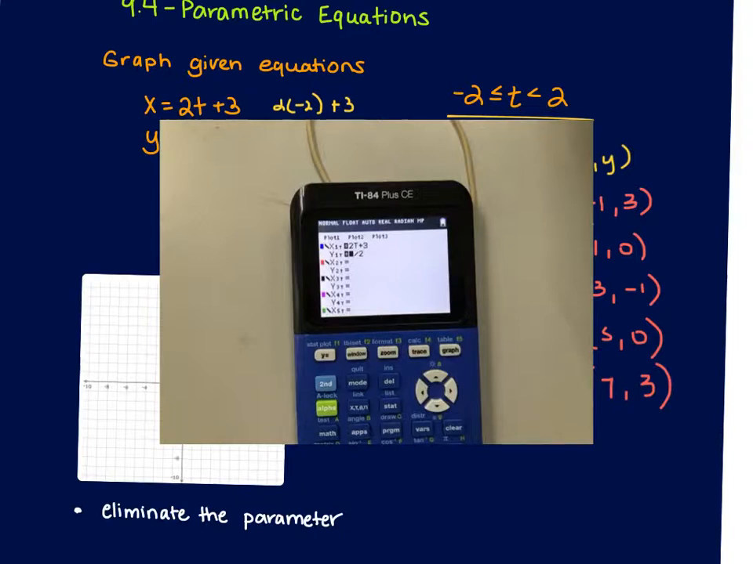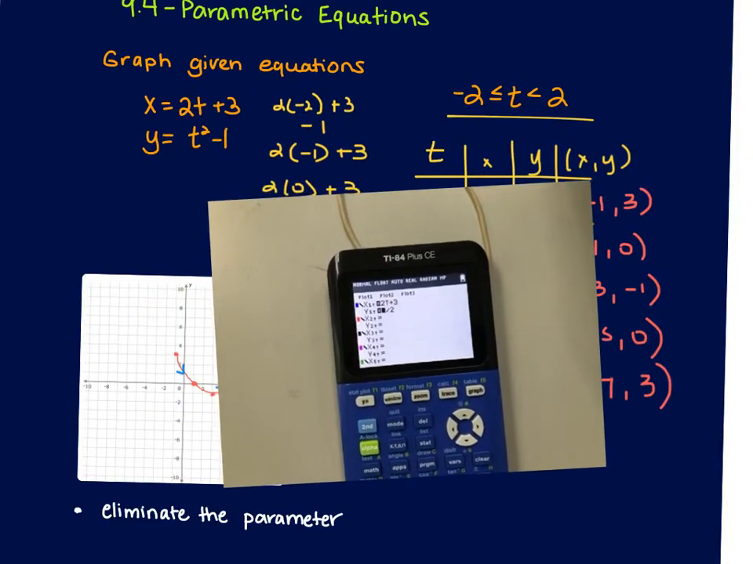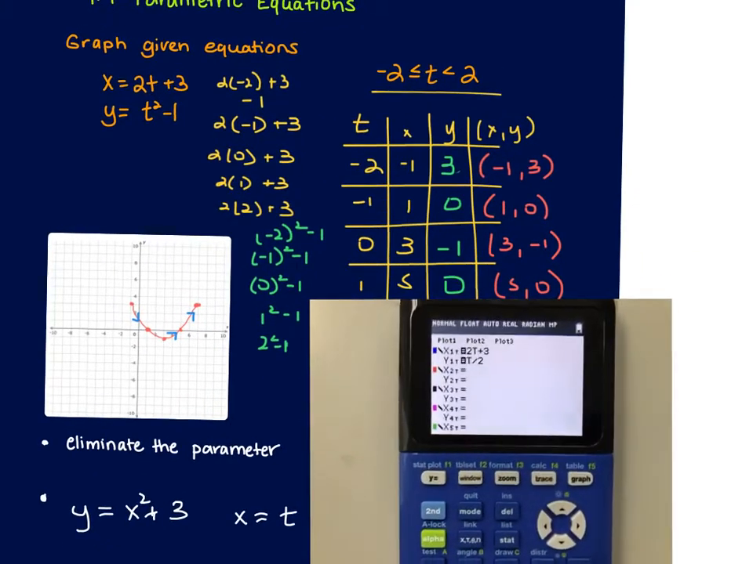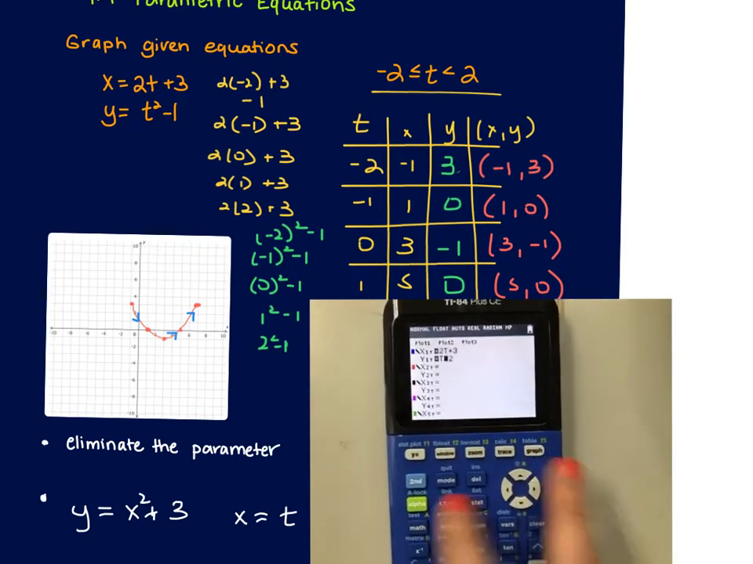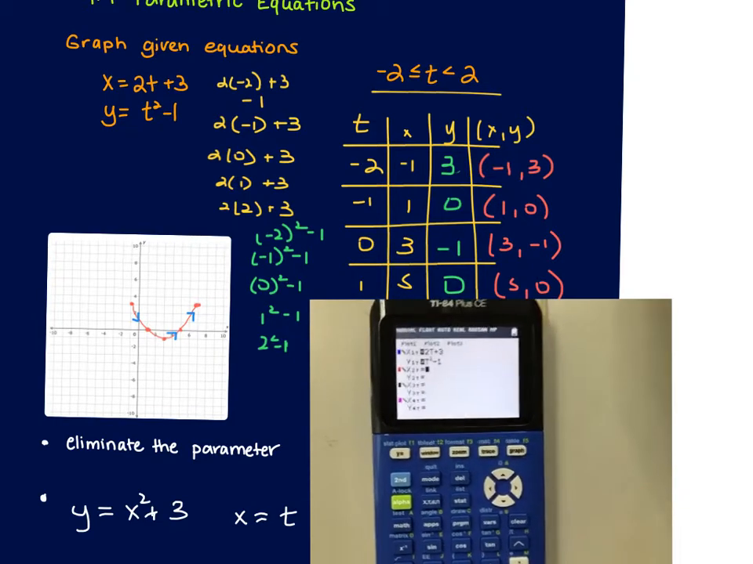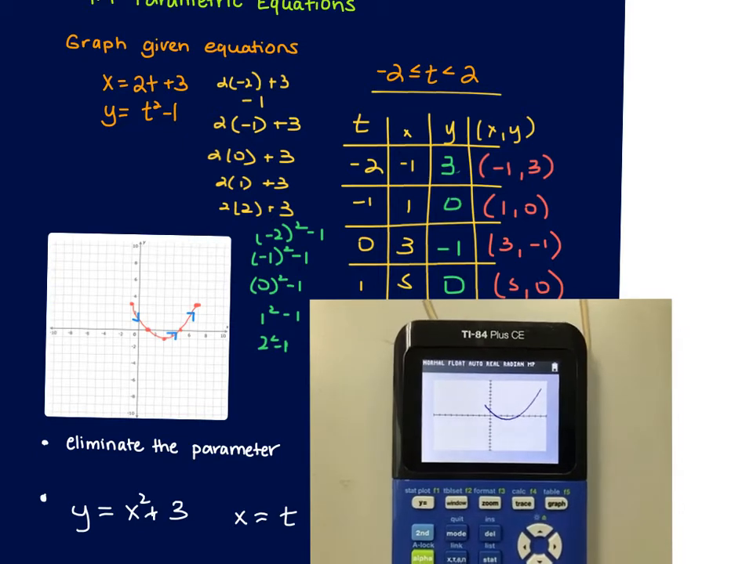So again, the first thing you want to do is make sure your mode is in parametric. I'm going back to parametric because we were in polar before we left. And then when I go to the y equals, I have 2 equations. So I would do 2t plus 3 for the first one. And then for my second one, t squared minus 1. And then when I graph it, I'm going to get the curve that could be similar to what I have.